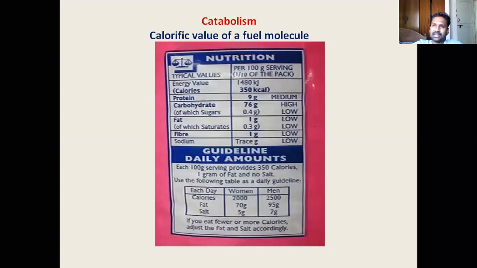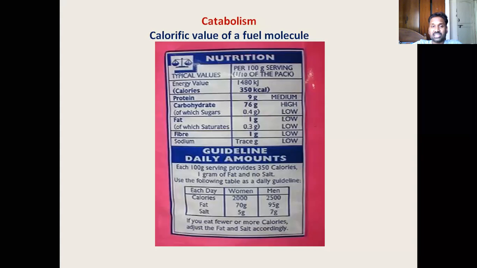Maybe you have seen labels on the food packages, is it not? And nowadays, it is almost mandatory that every food package should contain the information on the calories it has. So, for example, if you look at the biscuit packet, a lot of variety of biscuit packets are available in the market, but every packet has this label on it.